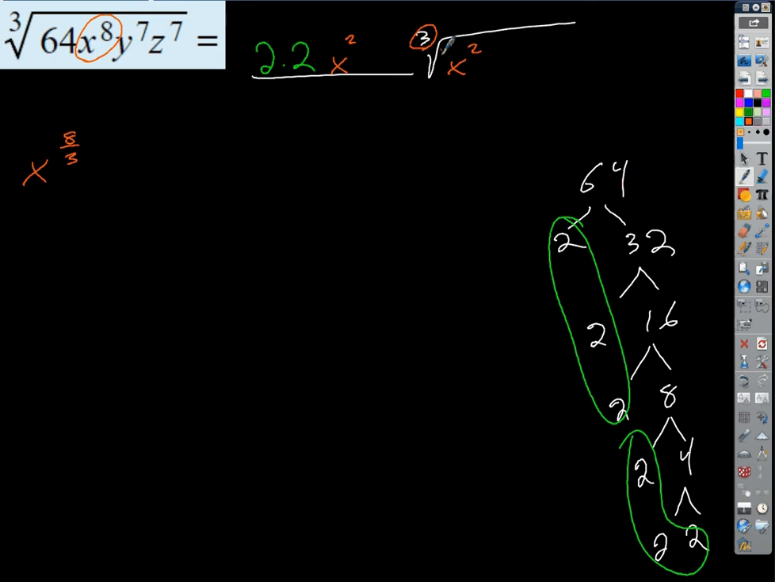Okay, how about y to the 7th? What's the cube root of y to the 7th? That's y to the 7 thirds, which is the same as y to the what as a mixed number? 2 and 1 third, right? And then finally, it's the same thing, isn't it? Z to the 7 thirds.